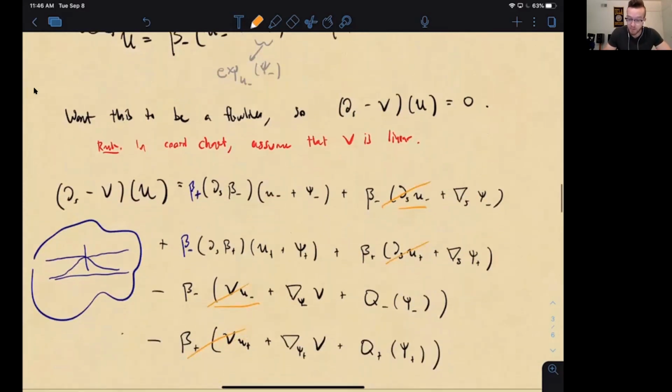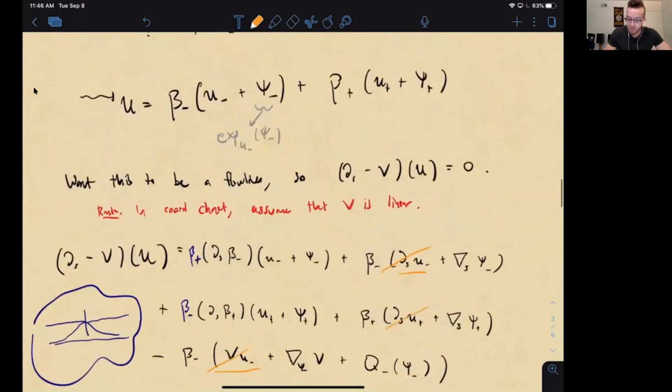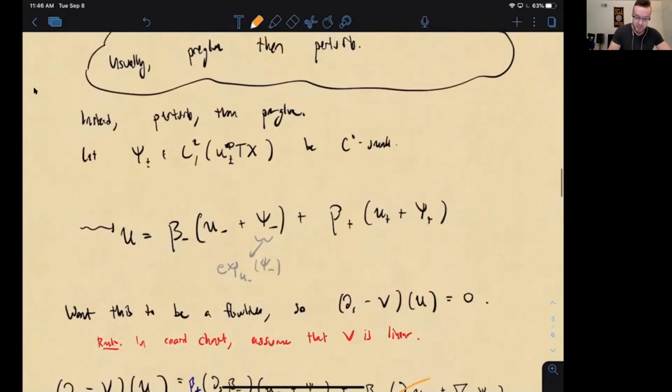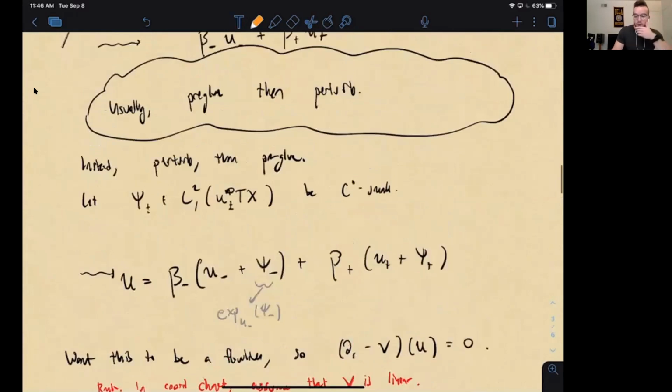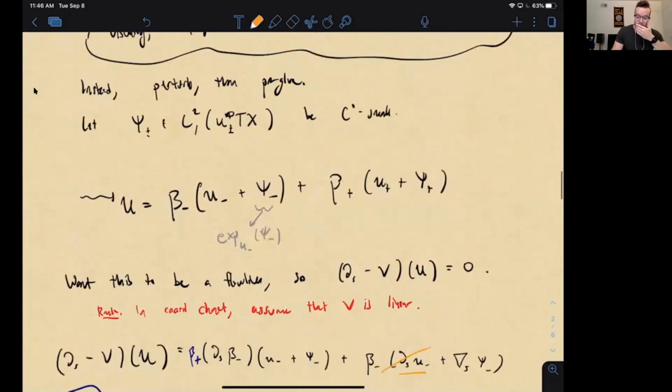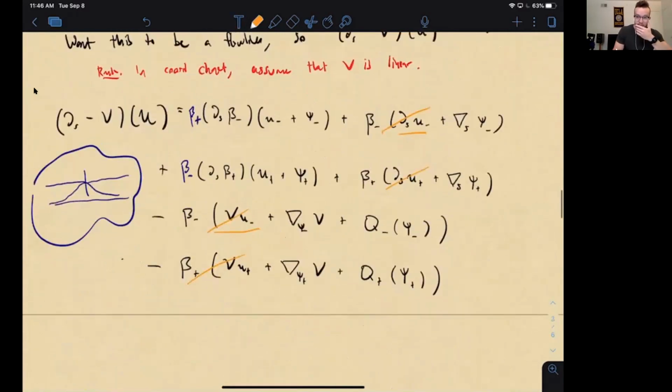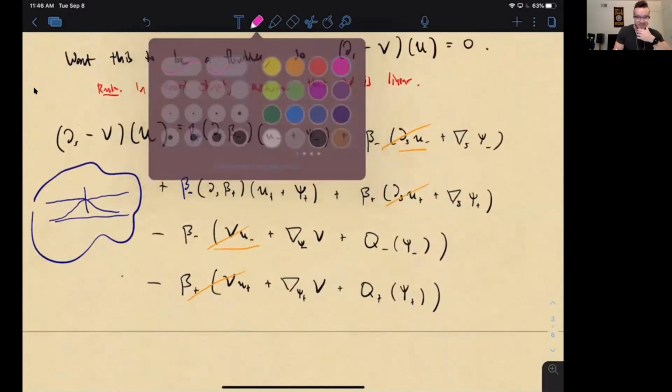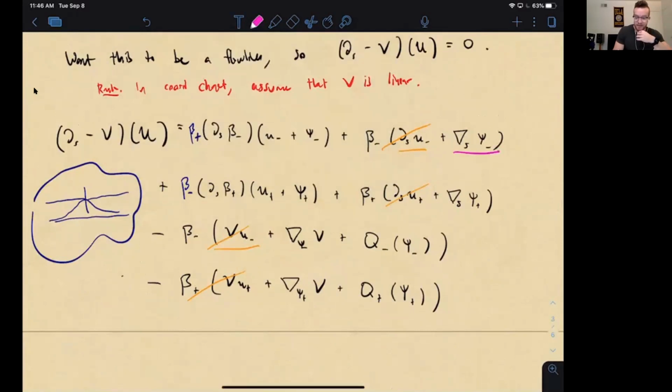So if I group this term with this term, that's going to give us the linearized operator for u minus that I talked about earlier. And likewise, I'll group this term with this term to get the linearized operator for u plus.